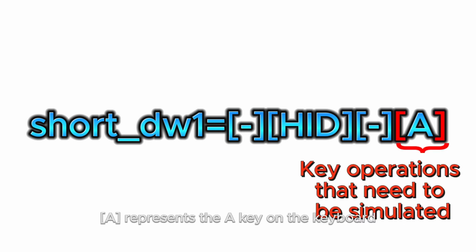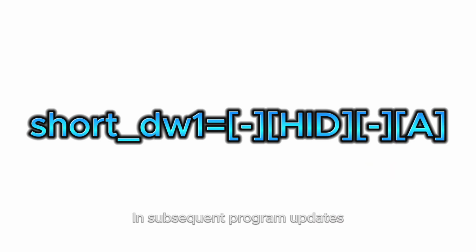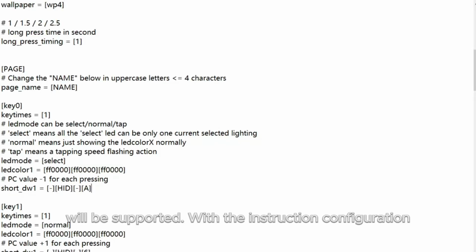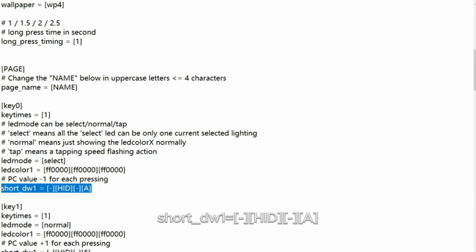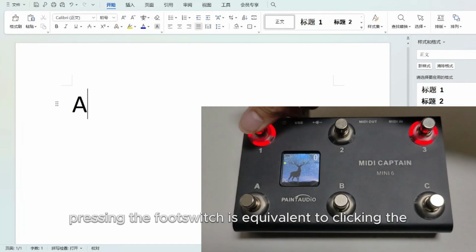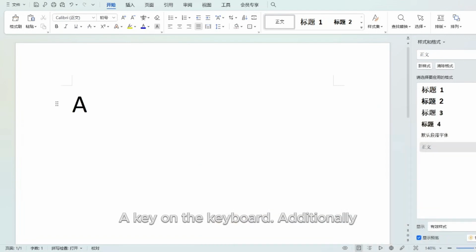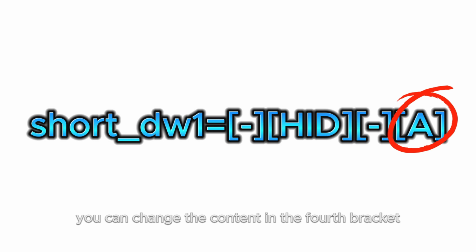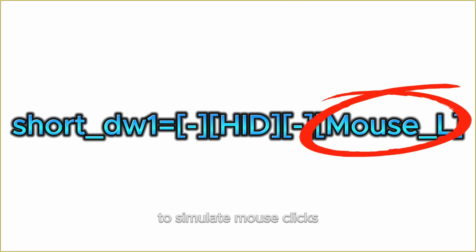Here, A represents the A key on the keyboard. Note that uppercase letters are used. In subsequent program updates, case-insensitive input formats will be supported. With the instruction configuration short_DW1 :( - HID - A, pressing the foot switch is equivalent to clicking the A key on the keyboard. Additionally, you can change the content in the fourth bracket to simulate mouse clicks.